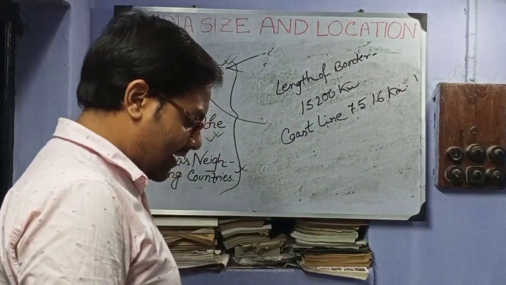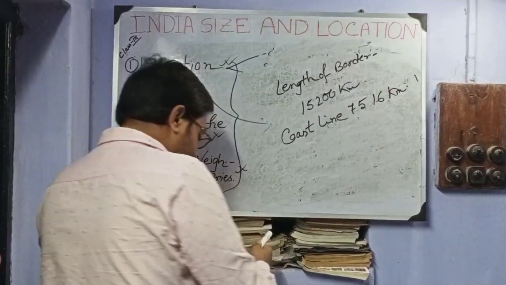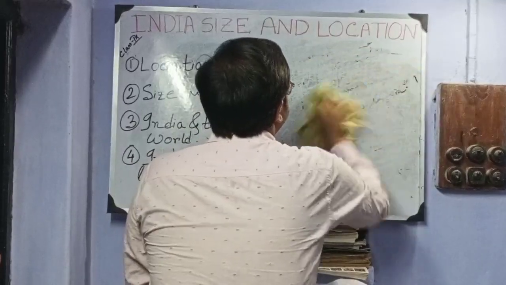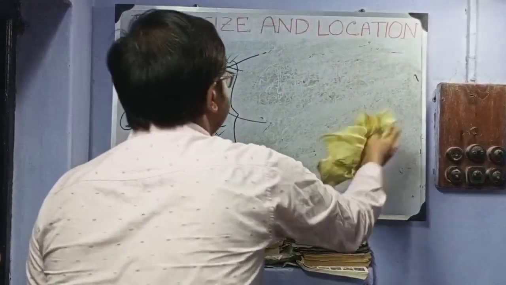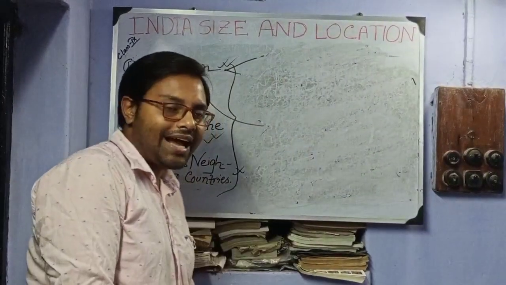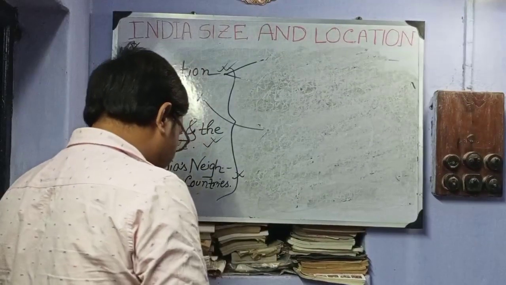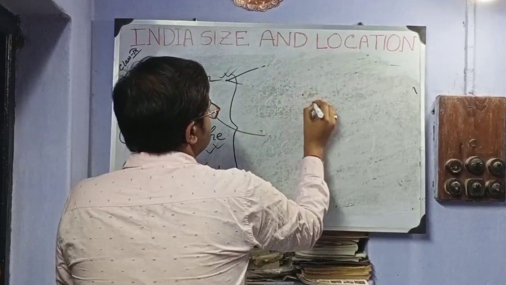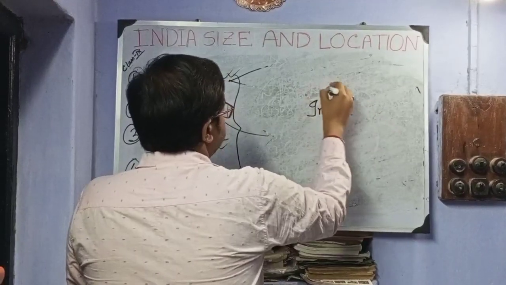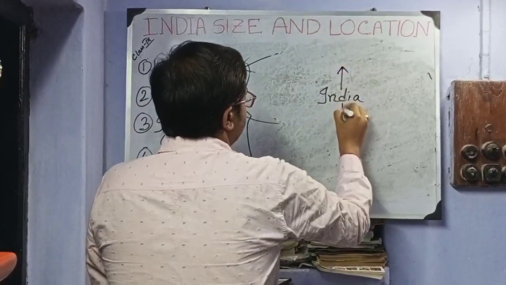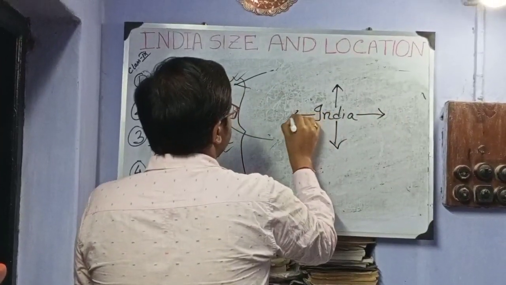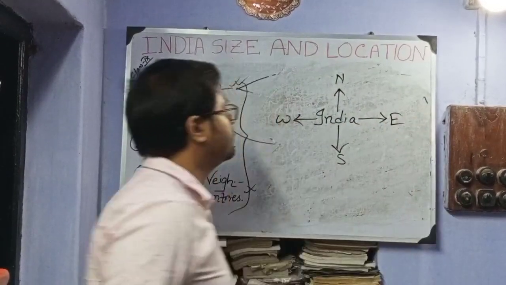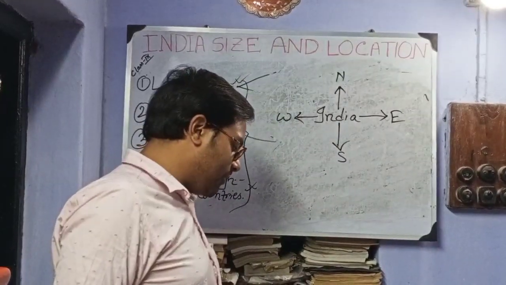Now, this is the size and location, and from these two parts, if we see the north-south distance and the east-west distance of India, north to south and east to west, then what will be the extension of north-south?